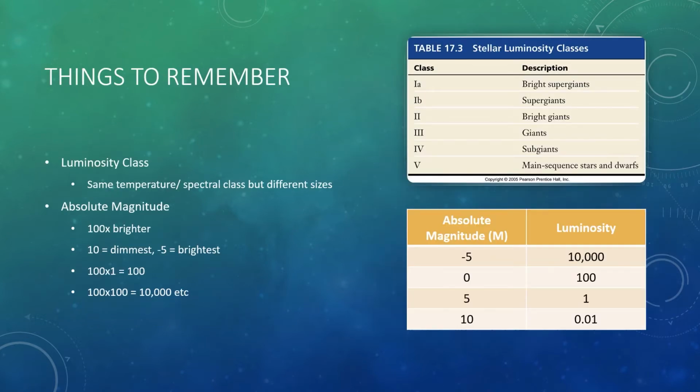There are some things we do need to remember from our last lecture. First is luminosity class, meaning the same temperature or spectral class but different sizes. Basically, you can be the same exact temperature, but because you are different sizes, you have a different luminosity class. You're either more luminous or less luminous, and this is where we get things like bright supergiants, giants, main sequence stars, and dwarfs. We also have our absolute magnitude, which goes from -5 to +10. 0 to 5 means that a star is 100 times brighter, or 5 to 0, 100 times brighter.